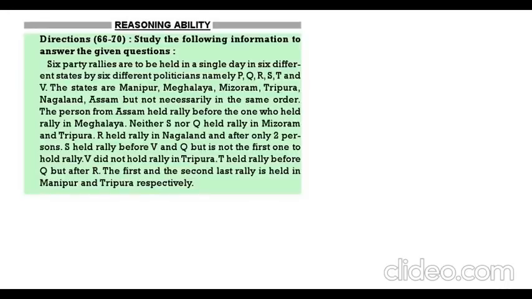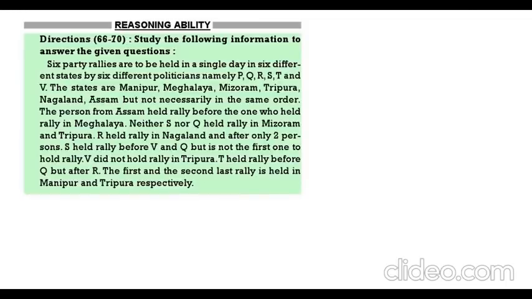Study the following information carefully, then answer the questions. 6 party rallies are to be held on a single day in 6 different states by 6 different politicians, namely P, Q, R, S, T, V. The states are Manipur, Meghalaya, Mizoram, Tripura, Nagaland, Assam, but not necessarily in the same order. The person from Assam held rally before the one who held rally in Meghalaya. Neither S nor Q held rally in Mizoram and Tripura. R held rally in Nagaland and only after 2 persons.